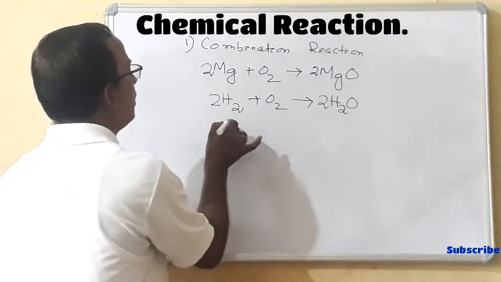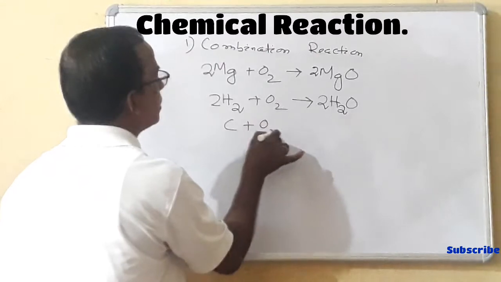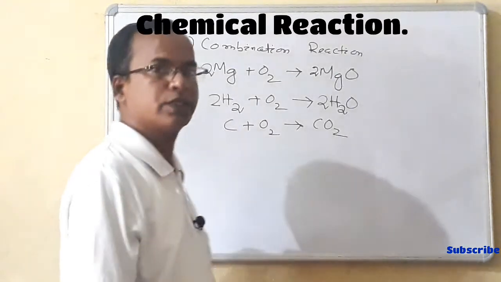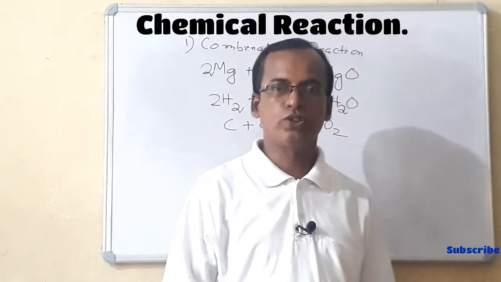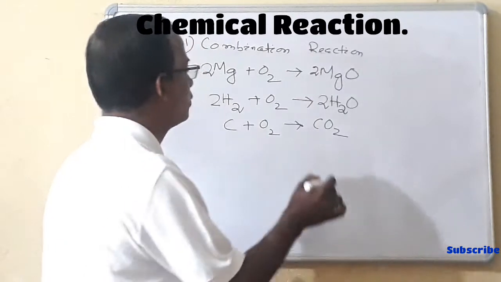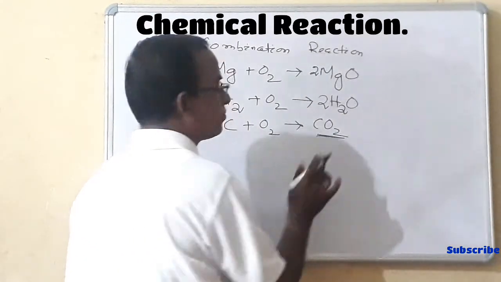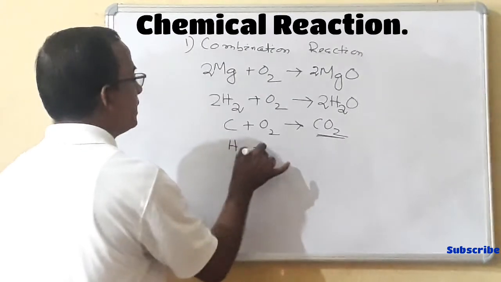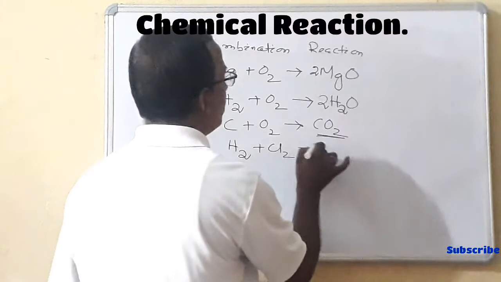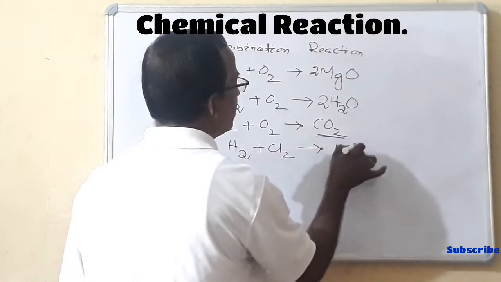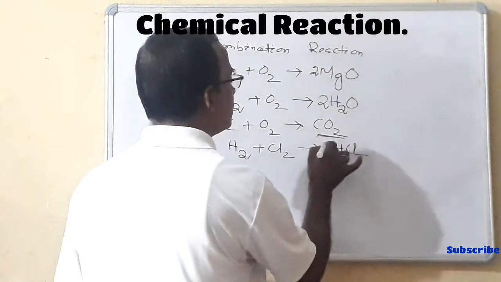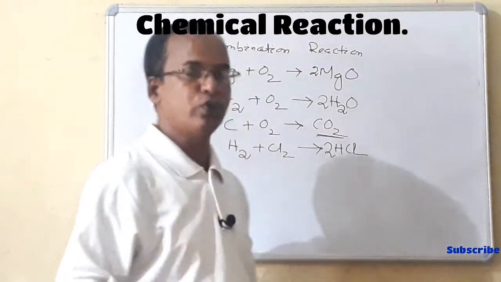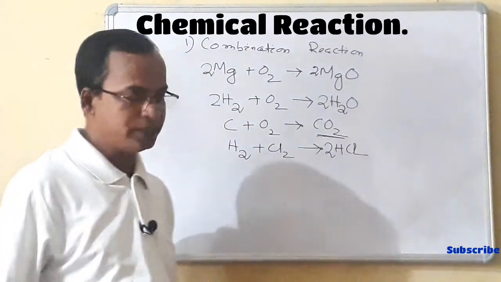Similarly, carbon reacts with oxygen, or carbon bonds with oxygen, to produce carbon dioxide gas. Carbon is a solid which bonds with oxygen to produce carbon dioxide gas. Hydrogen reacts with chlorine to form hydrochloric acid, HCl, and to balance it, 2 is multiplied here, so that H2 plus Cl2 gives 2HCl.